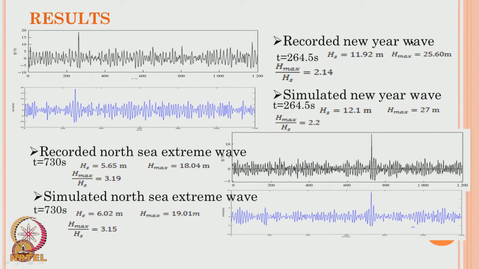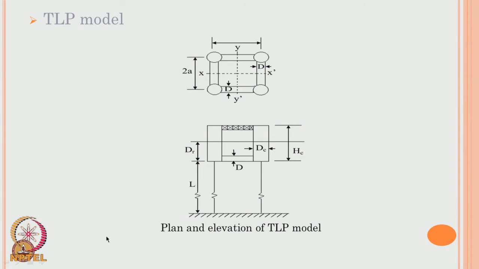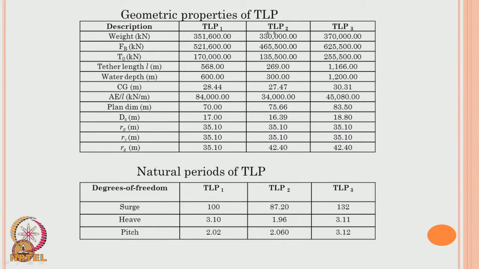So, extreme waves, a typical New Year wave observed at the Draupner platform, and a North Sea extreme wave which was also observed in Ureshika Harbour in the Sea of Japan, were simulated and used for the loading on the TLP. The TLP model is going to be a square model, which is shown on the screen now. All typical dimensions are borrowed from the standard literature. So, 3 TLPs at various water depths, 300 meters, double and further double, are considered for the analysis.